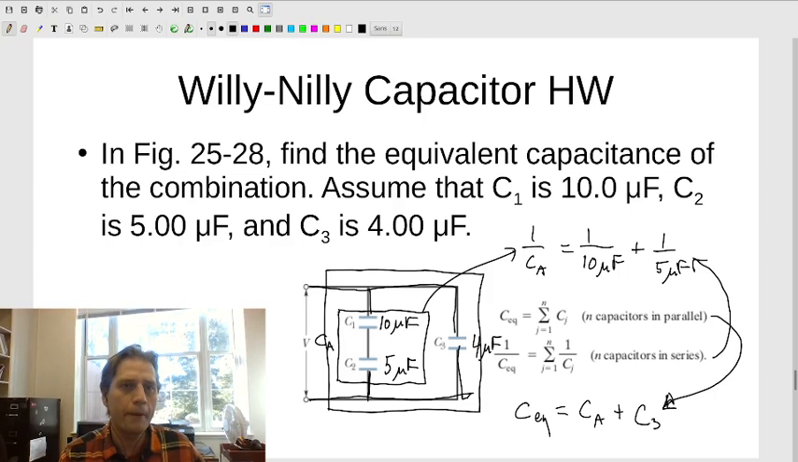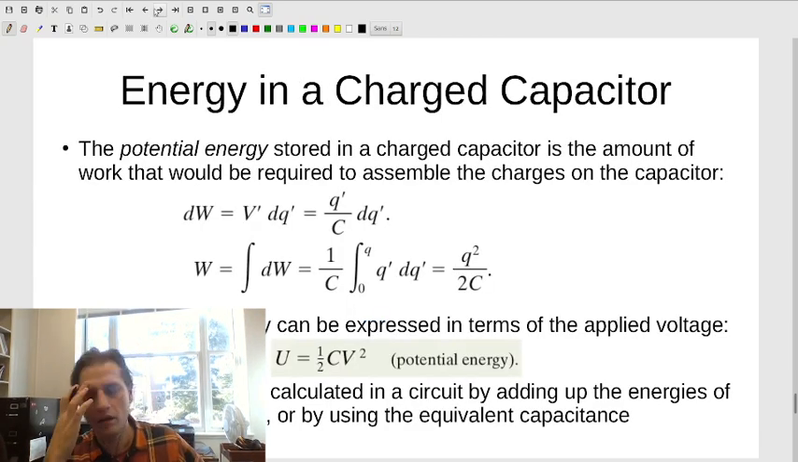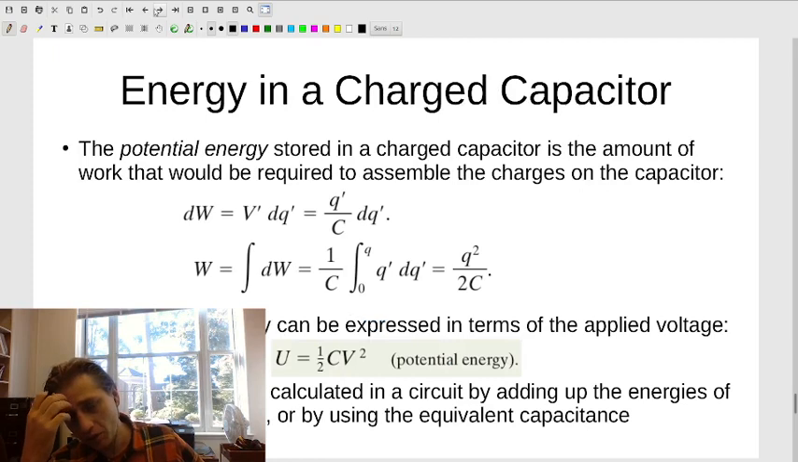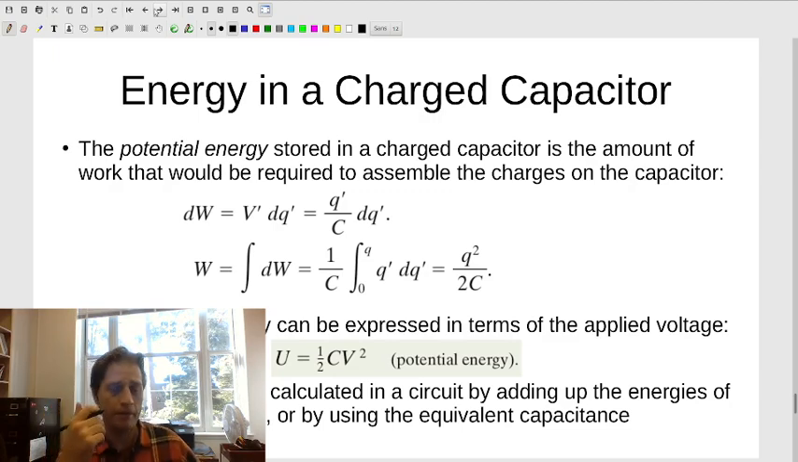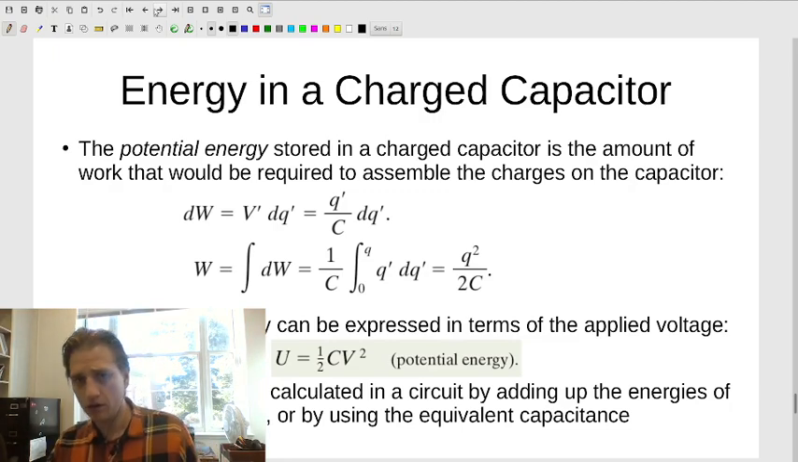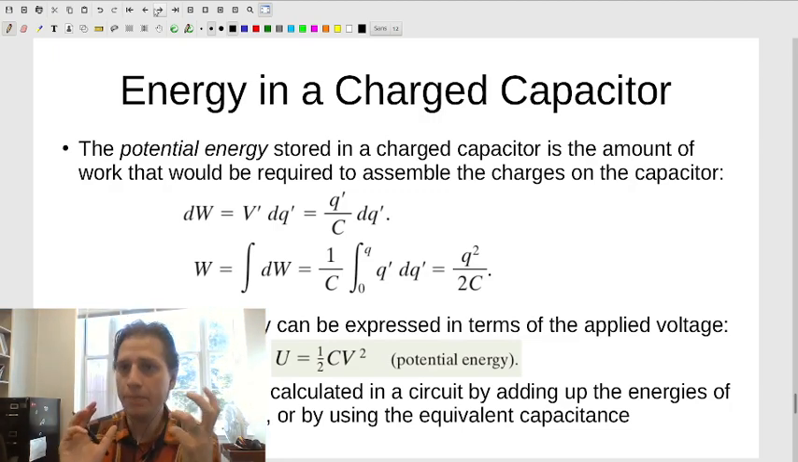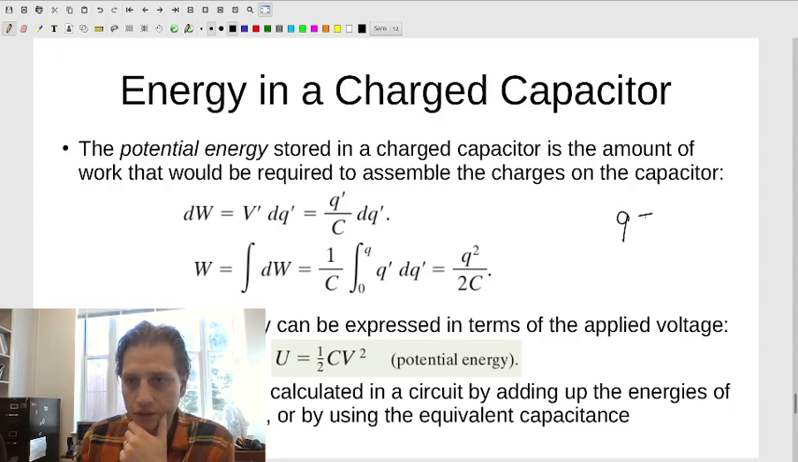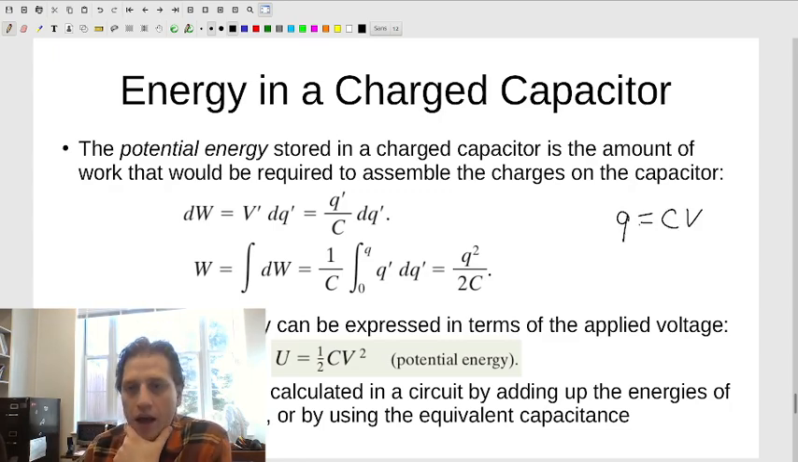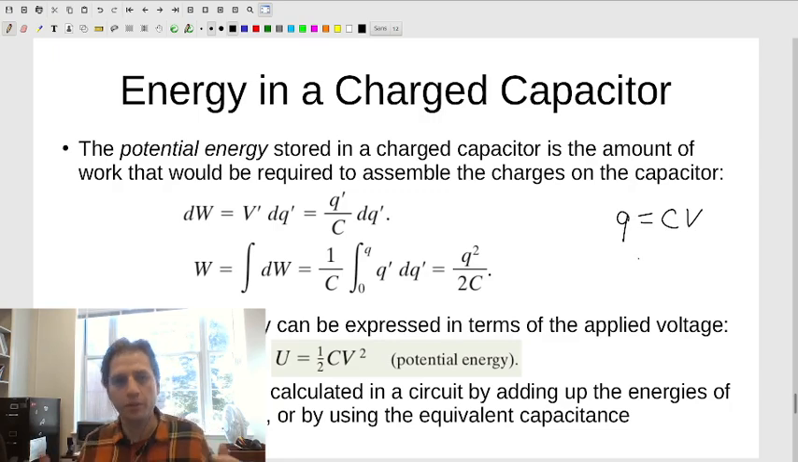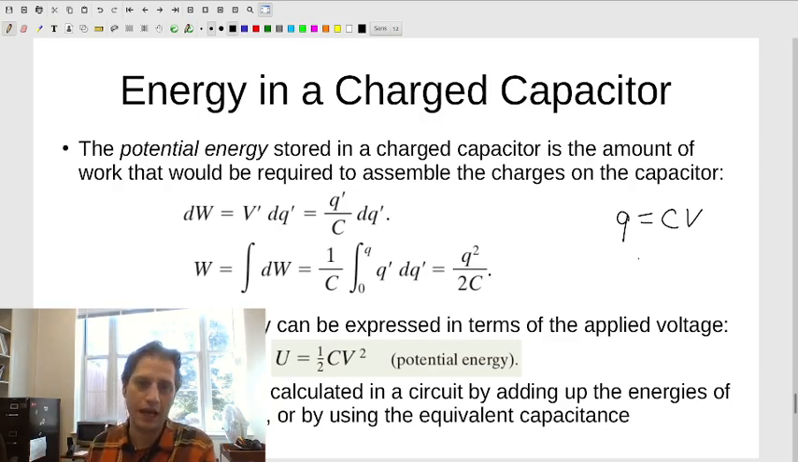All right, now, there are just two last concepts I want to go over for capacitors. One of them is the energy in a charged capacitor. Now, it's a little bit hard to think about, but because your Q equals CV, if you have a capacitor, as you put more charge on it, the voltage increases. So then it's going to take more work to put additional charge on that same capacitor.